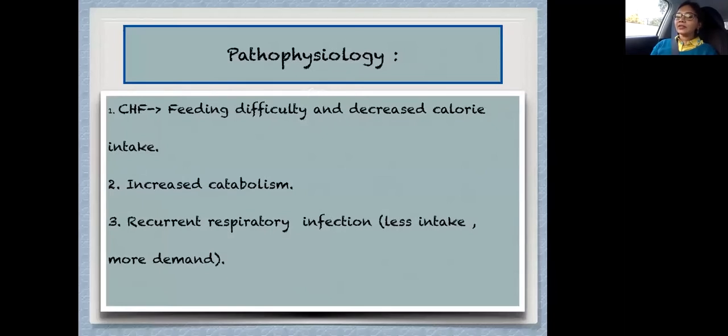Failure to thrive. So what is the pathophysiology of failure to thrive in congestive heart failure in children? Congestive heart failure generally leads to feeding difficulty, and hence we know that this will ultimately end in decreased calorie intake. And in CHF, there is increased catabolism, and there could be recurrent respiratory infections, which can lead to less intake and more demand to handle each respiratory infection. So all of these contribute.